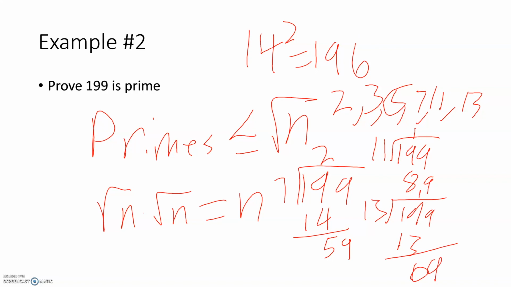So if we test any prime greater than 14, it must have been multiplied by a prime that is less than 14. And we already tested all the primes less than 14. So 199 is prime.